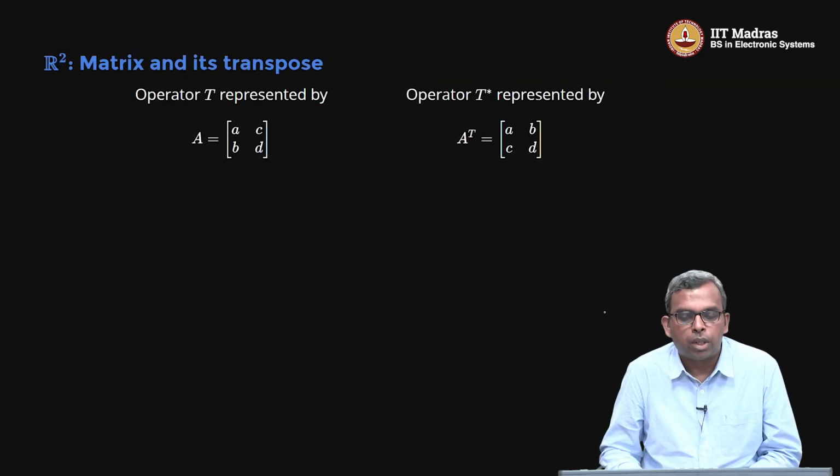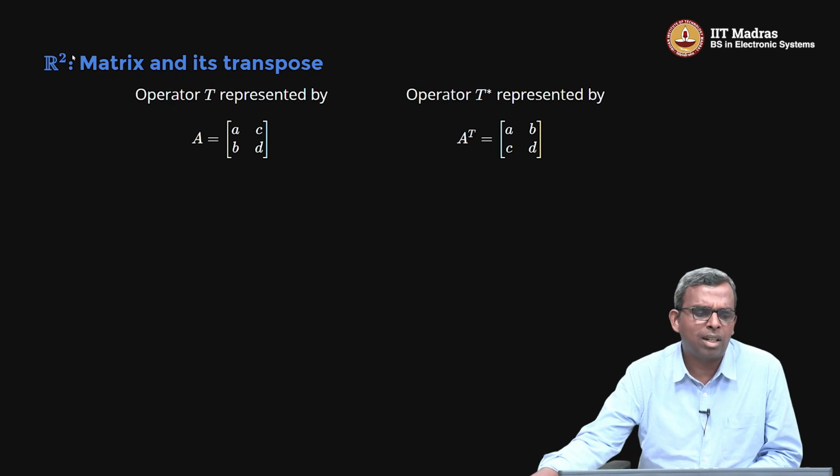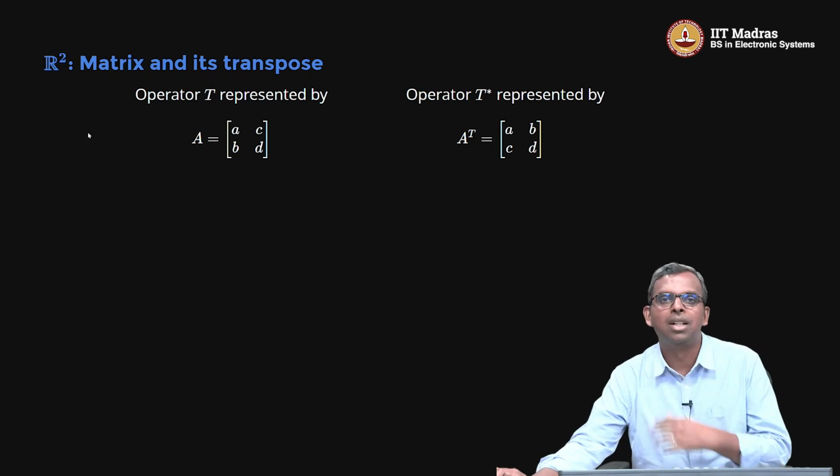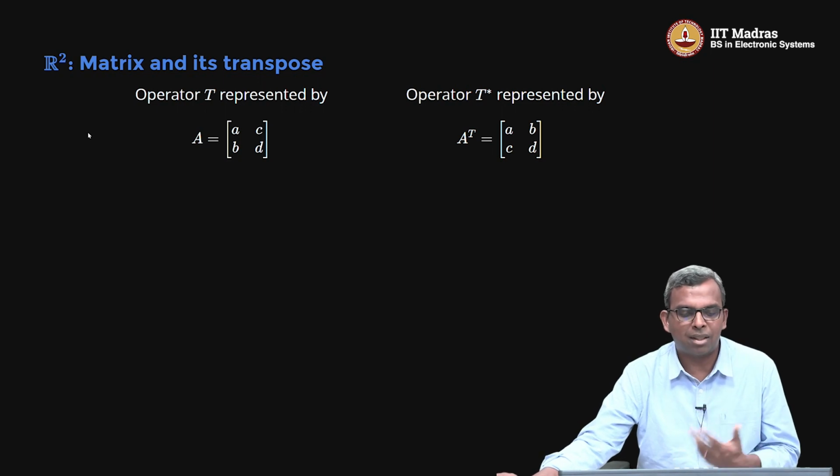Here is R2. Let's do it for R2 first. I'll do it for R2 separately and then I'll do the shift to C2. It'll be quite easy, but I think it's much clearer to do R2 first.